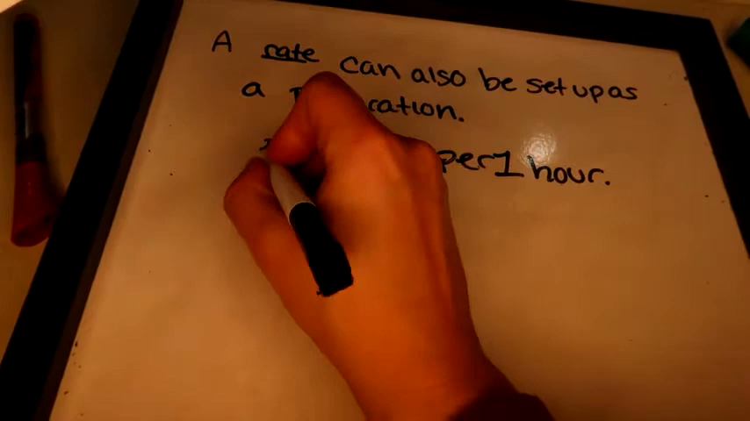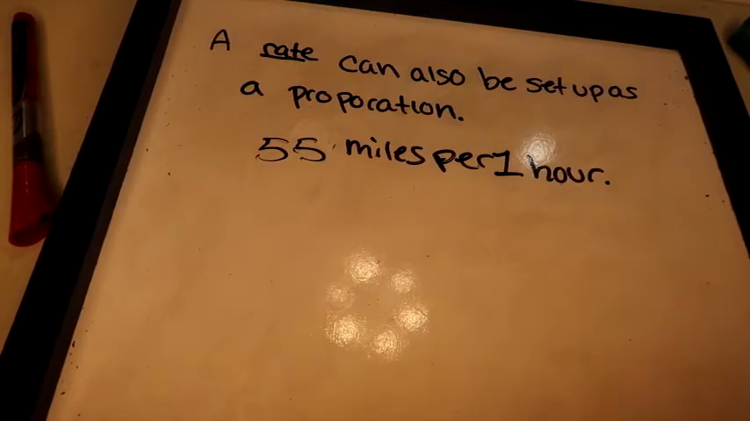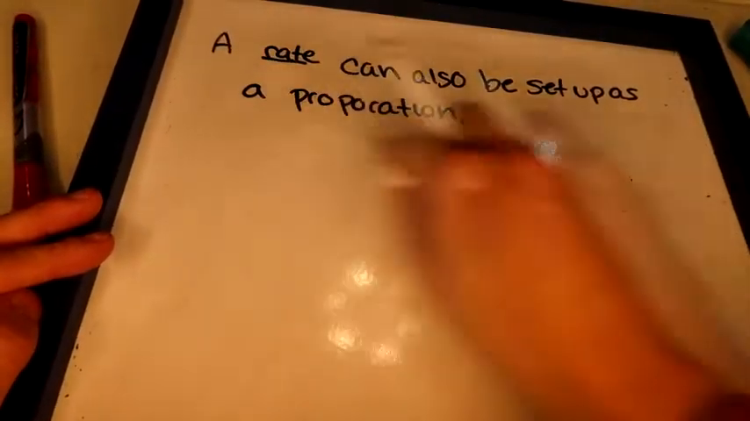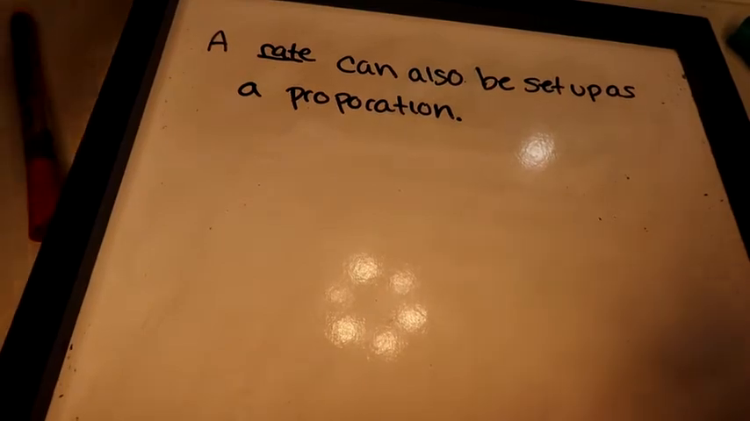It is 55 miles per every 1 hour. That simple, very simple. Okay, those are your 2 answers: 30 miles per 1 hour and 55 miles per 1 hour.